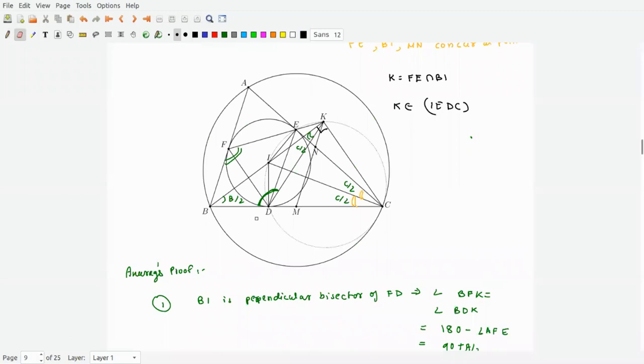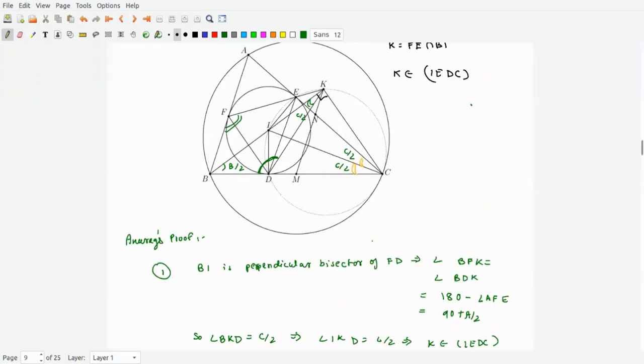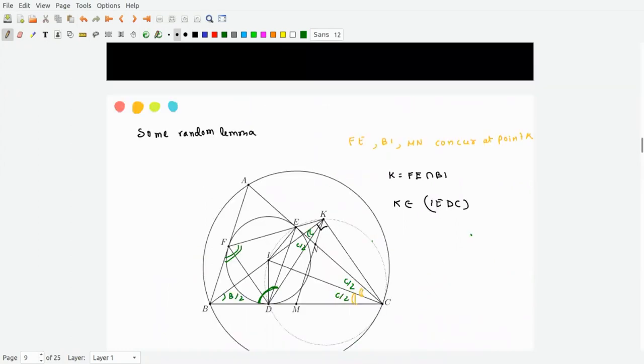And then yeah, we just have this because BKM is B by 2. So anybody who wants, go ahead, say that. BKM is B by 2. Yep. So then MKC is 90 minus B by 2 and KCM is 90 minus B by 2. So then KMC is B. Correct. And hence we are done. We finish it up. So we got MK is parallel to AB. But we have MN parallel to AB, so we get N lying on KM, and we're back. We got FE, BI, MN concurring at point K.